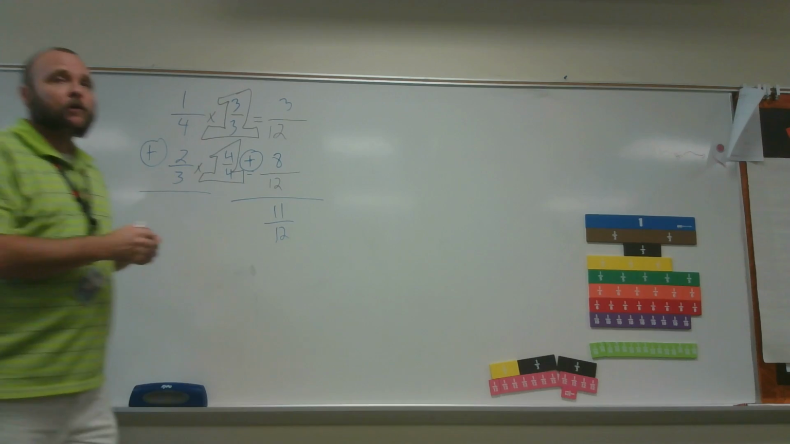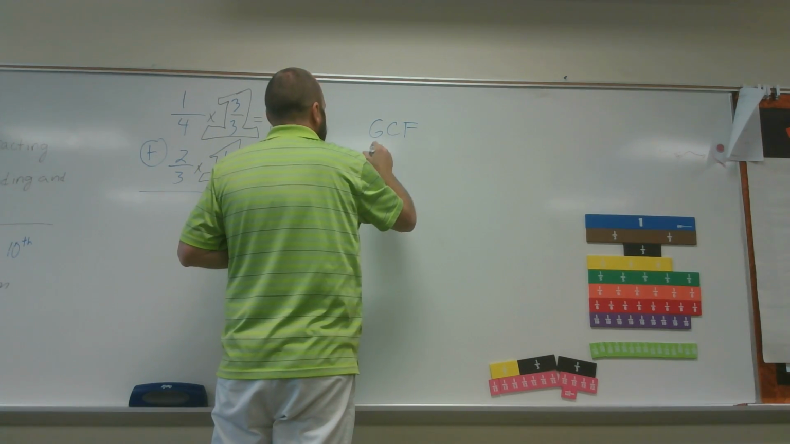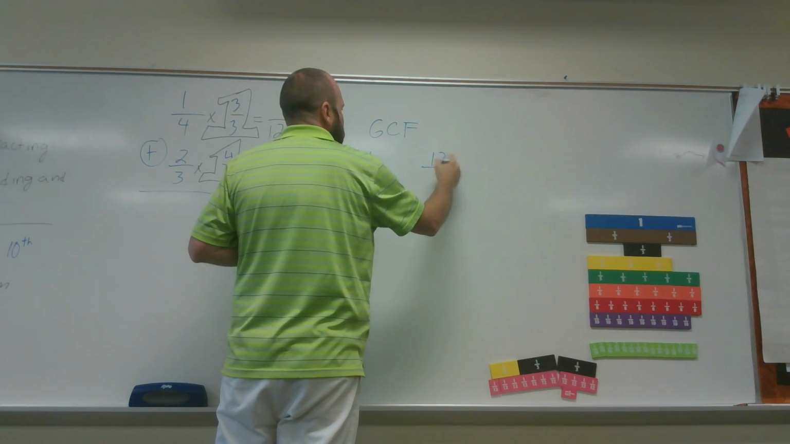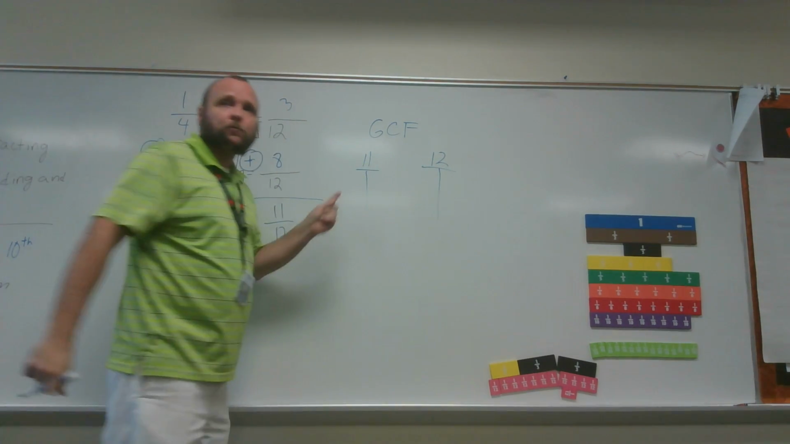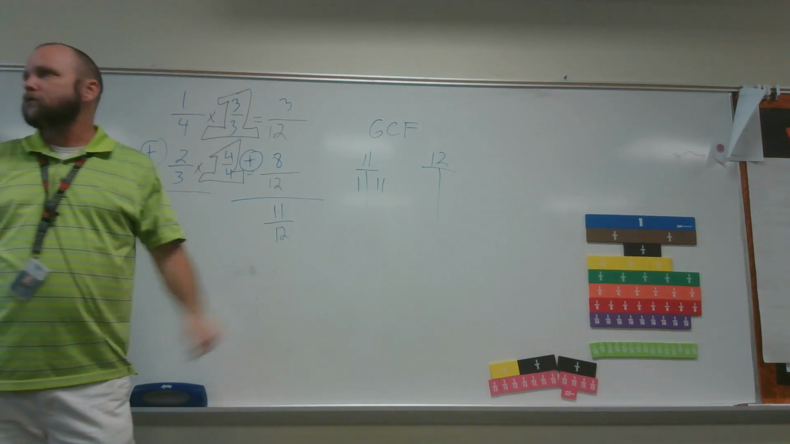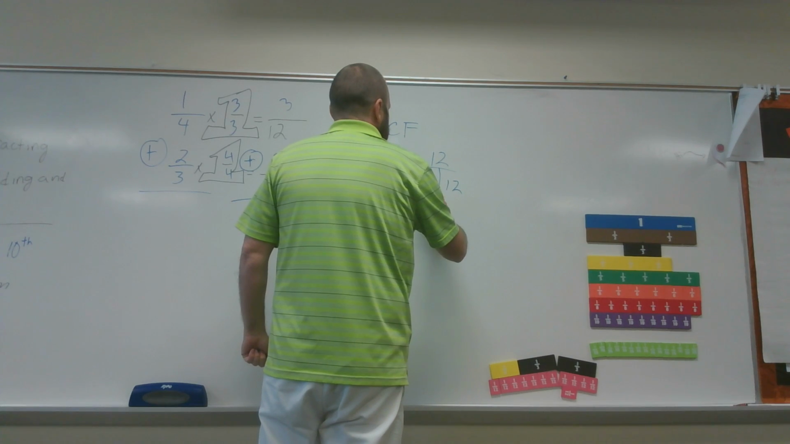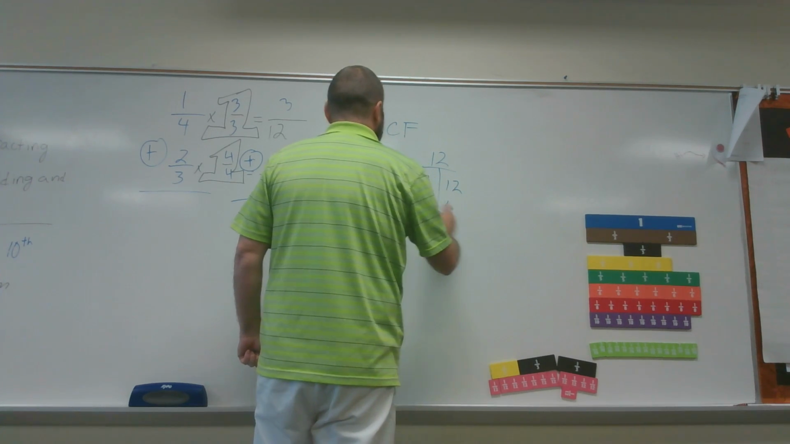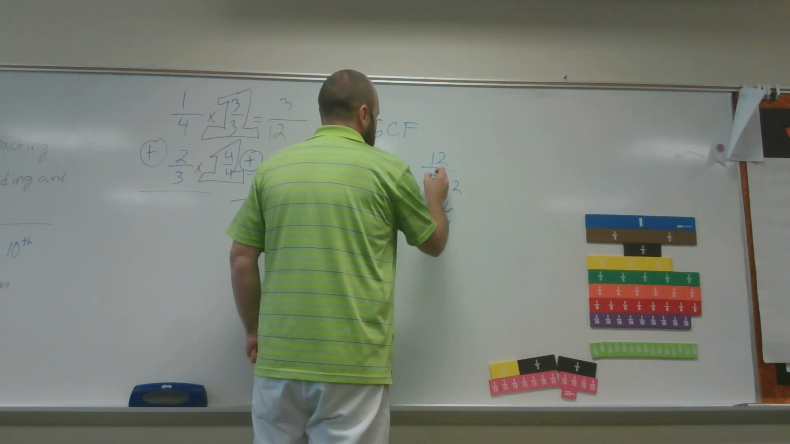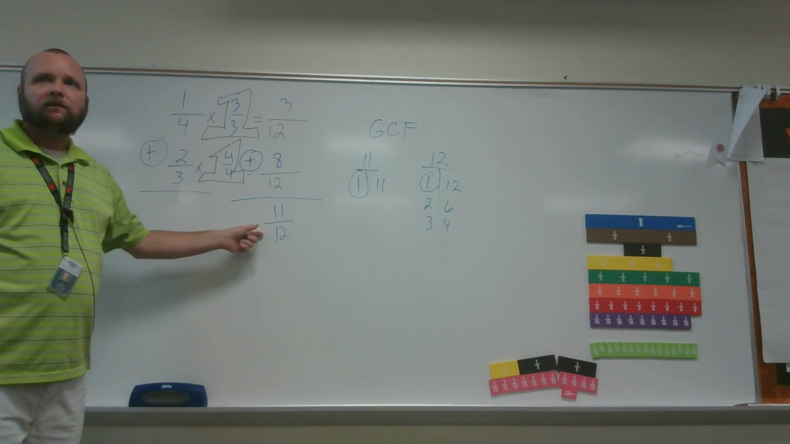All right, we're going to find our greatest common factor for 11 and 12. 11 is prime, so it's going to be 1 times 11. No other factors of 11. For 12, I can do 1 times 12, 2 times 6, 3 times 4. If all they have in common is 1, then I can't write this in smaller form.